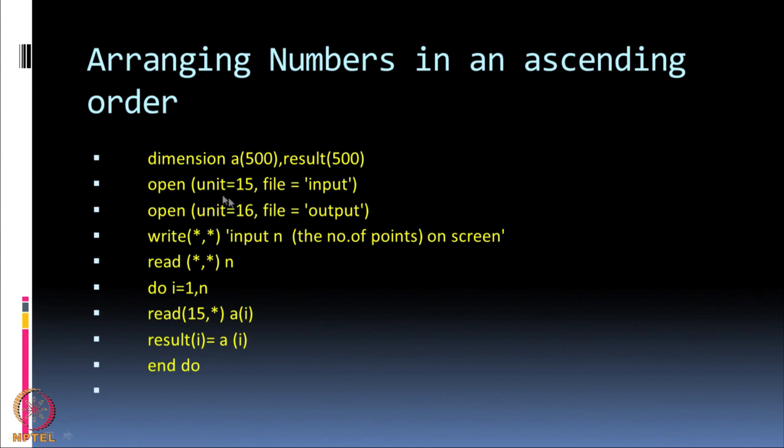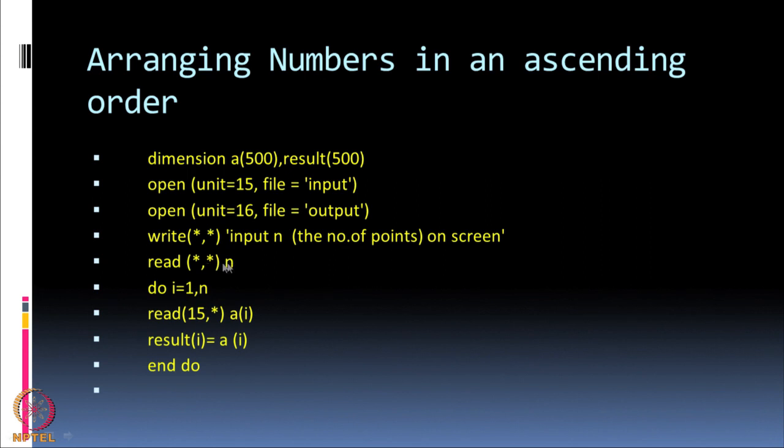Before I start reading from the files, I want to know how many numbers are there to be read. So, I will write in my program this particular line, write star comma star, input n, the number of points, on the screen. Number of points means number of data points to be read. When the program executes this line, it expects you to give that input n. So, read star comma star n means this n, which is the number of data in your file, will be read from the screen.